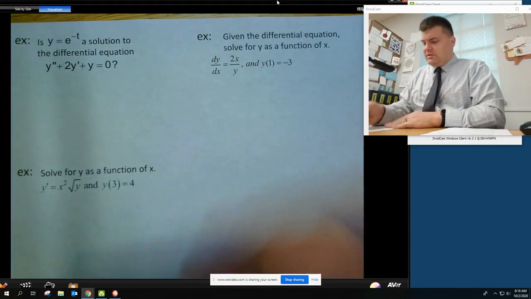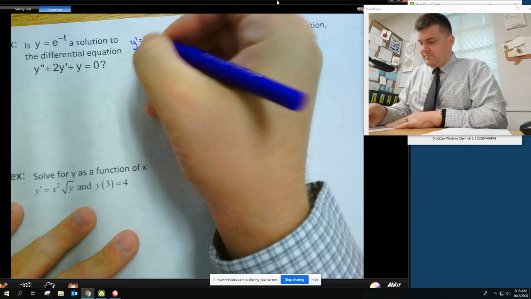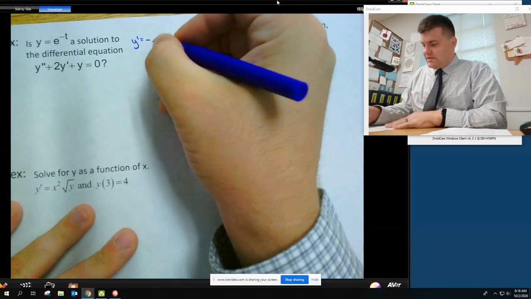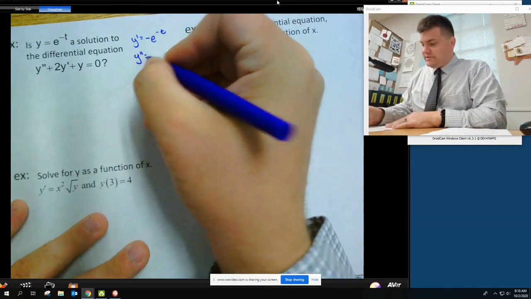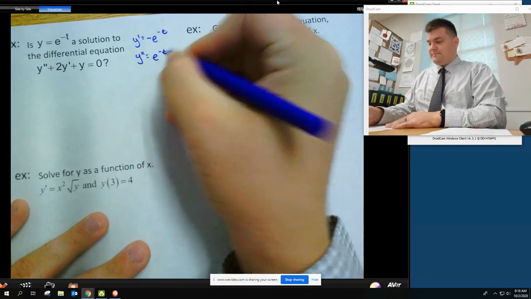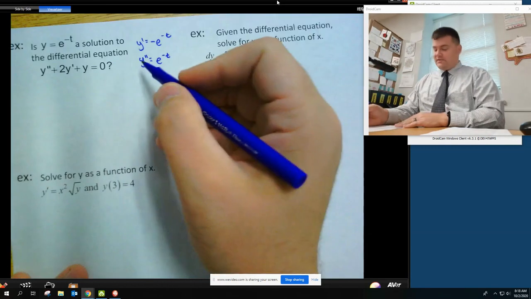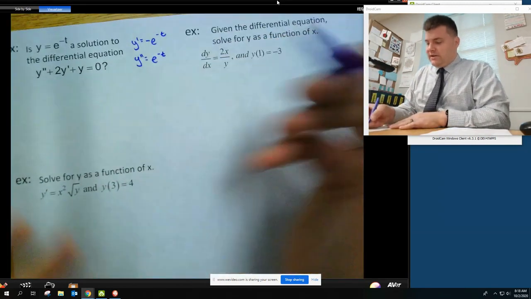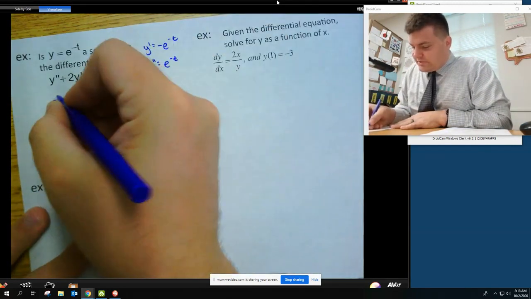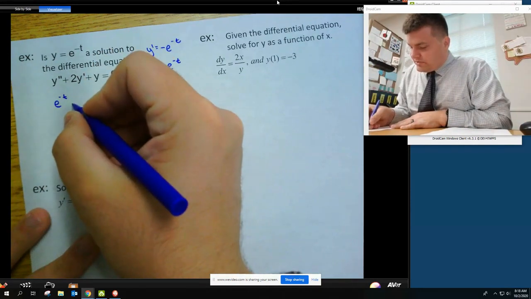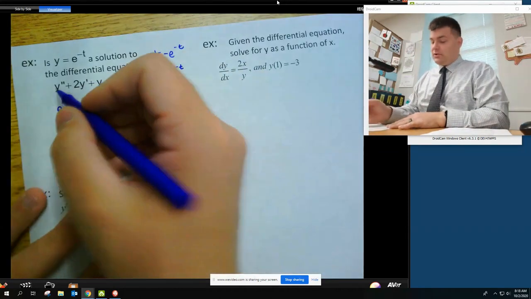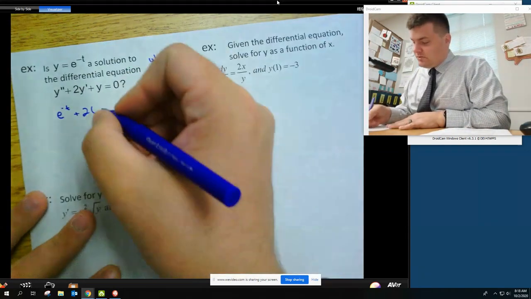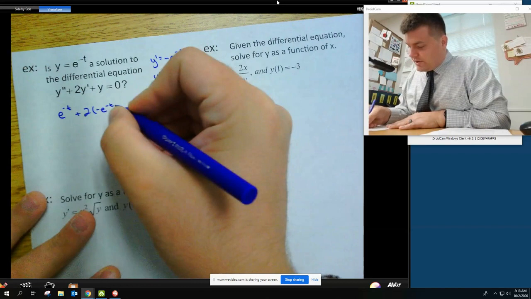So this is y. Y prime is going to be negative e to the negative t, because it's going to be a chain rule right there. And y double prime is going to be e to the negative t, because you would get negative e to the negative t. All you do is just plug this in. We're just verifying. We're not trying to solve for this, which is the reason why I do this problem before I actually do any of the differential equations, because some people think like, oh, I need to solve for this. Well, you can't solve for it with the tools that you currently know.